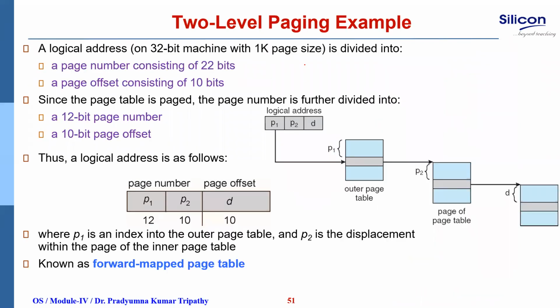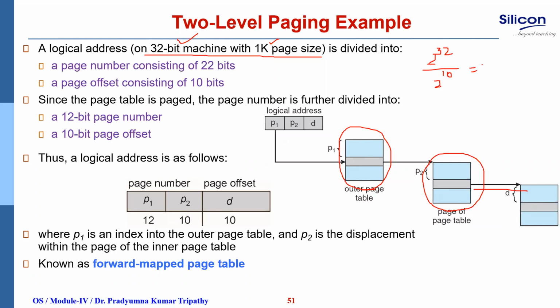If you go for two-level paging, first we go to the outer one and get an address. Then inside that I will again search, which gives you the displacement. Suppose, for example, a logical address of 32 bits and page size of 1K. 2 to the power 32 divided by 1K, which is 2 to the power 10, gives you 2 to the power 22. So 22 bits are required.